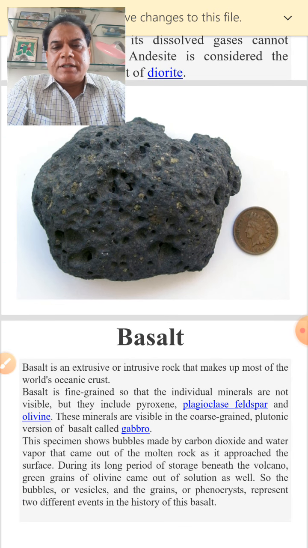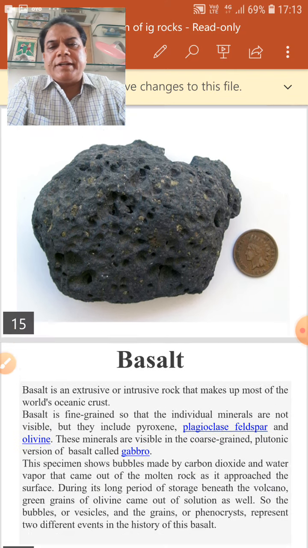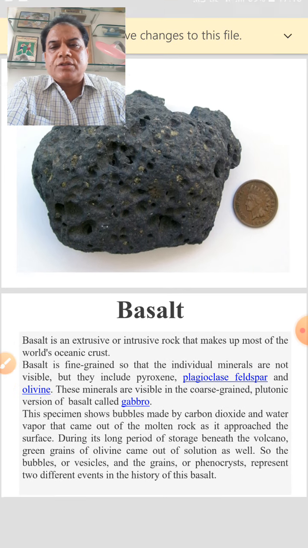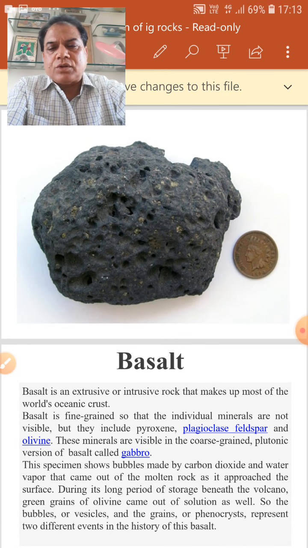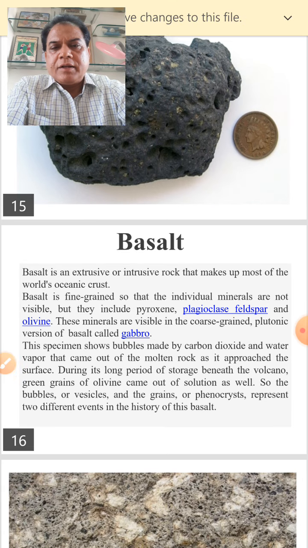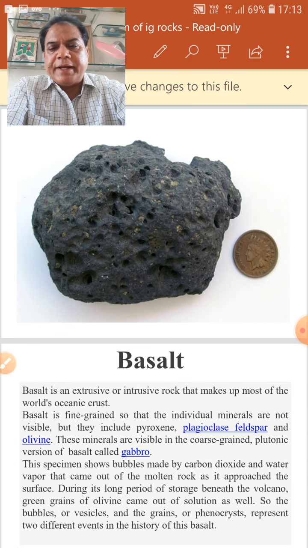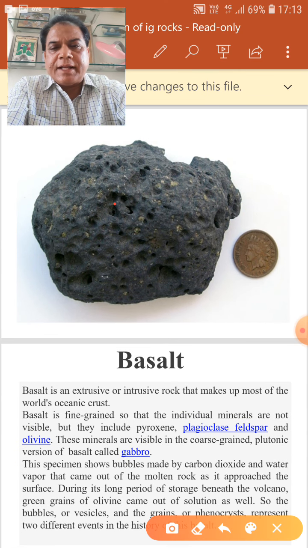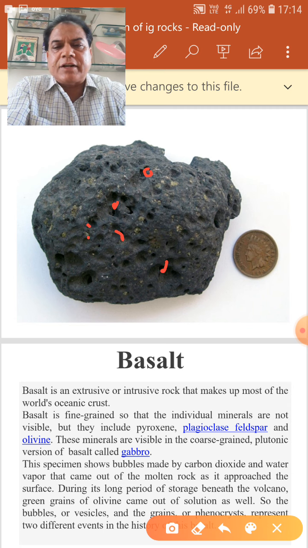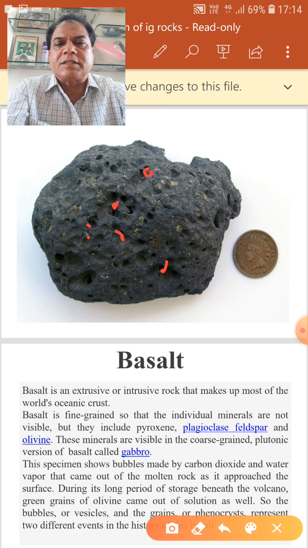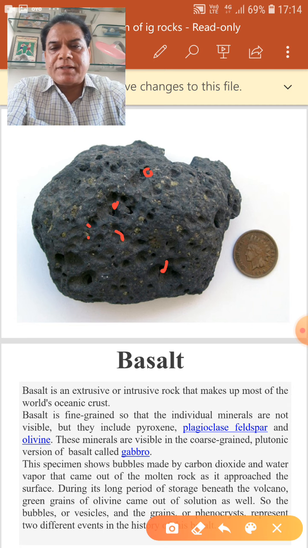Now the next rock is very well known, very common and important: your basalt. Now basalt may have cavities like this. This is the vesicular basalt. These are the cavities from which the gases have escaped. In volcanic rocks, when they are exposed to the surface, the gases escape to the atmosphere and make the cavities. So this is the vesicular basalt.